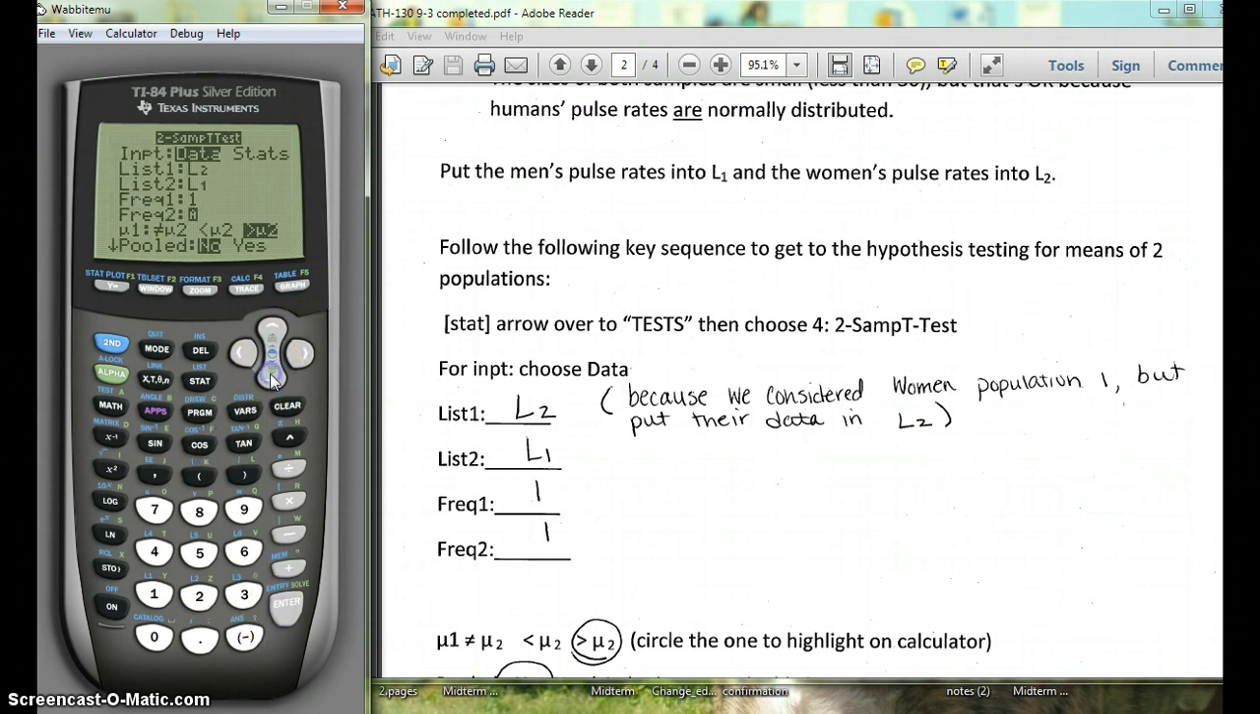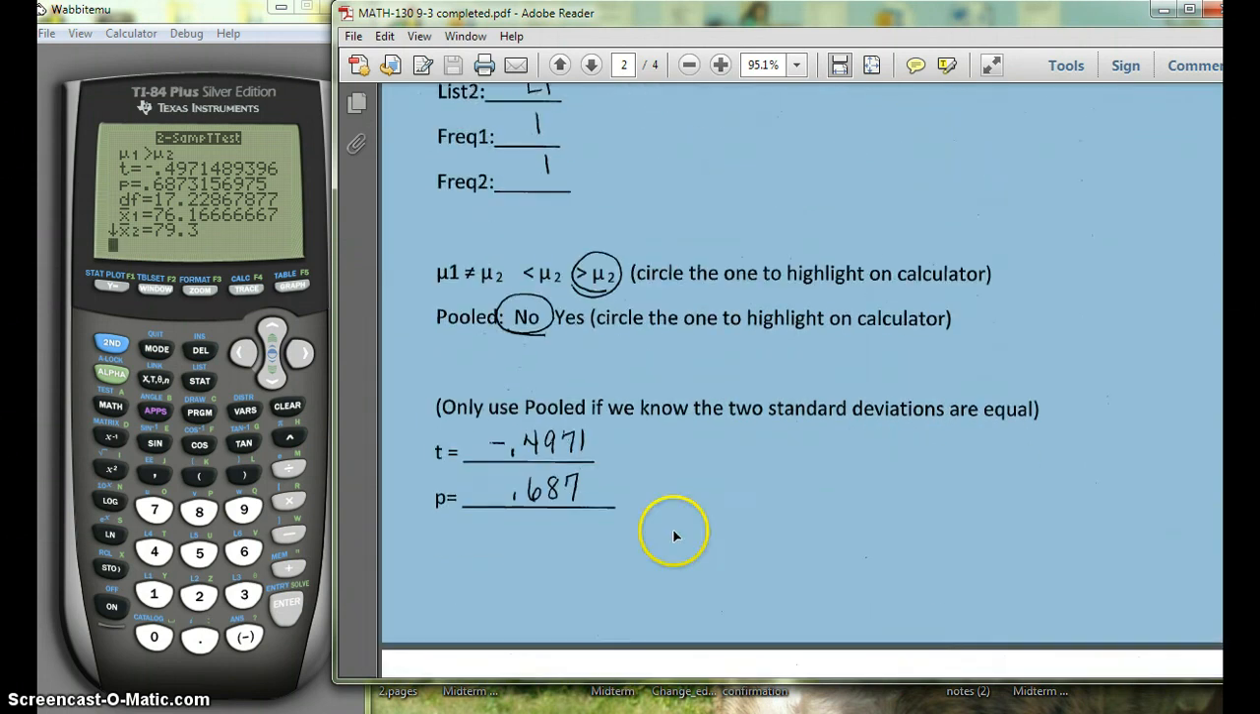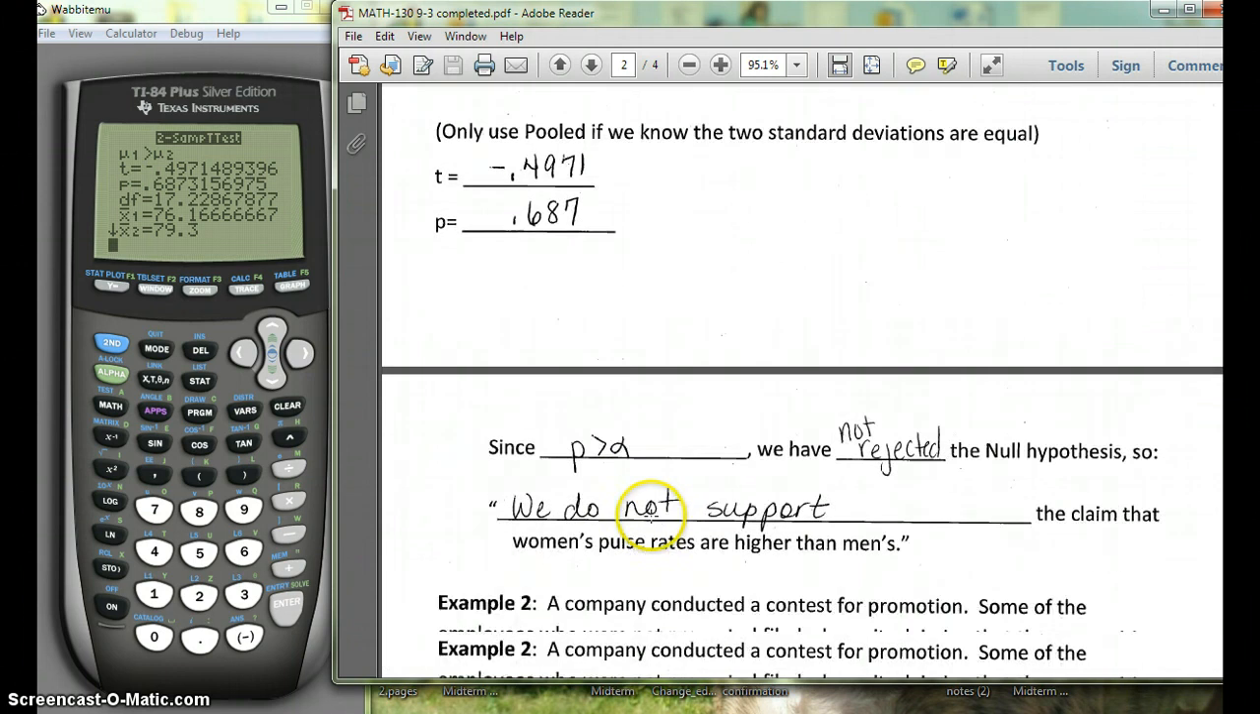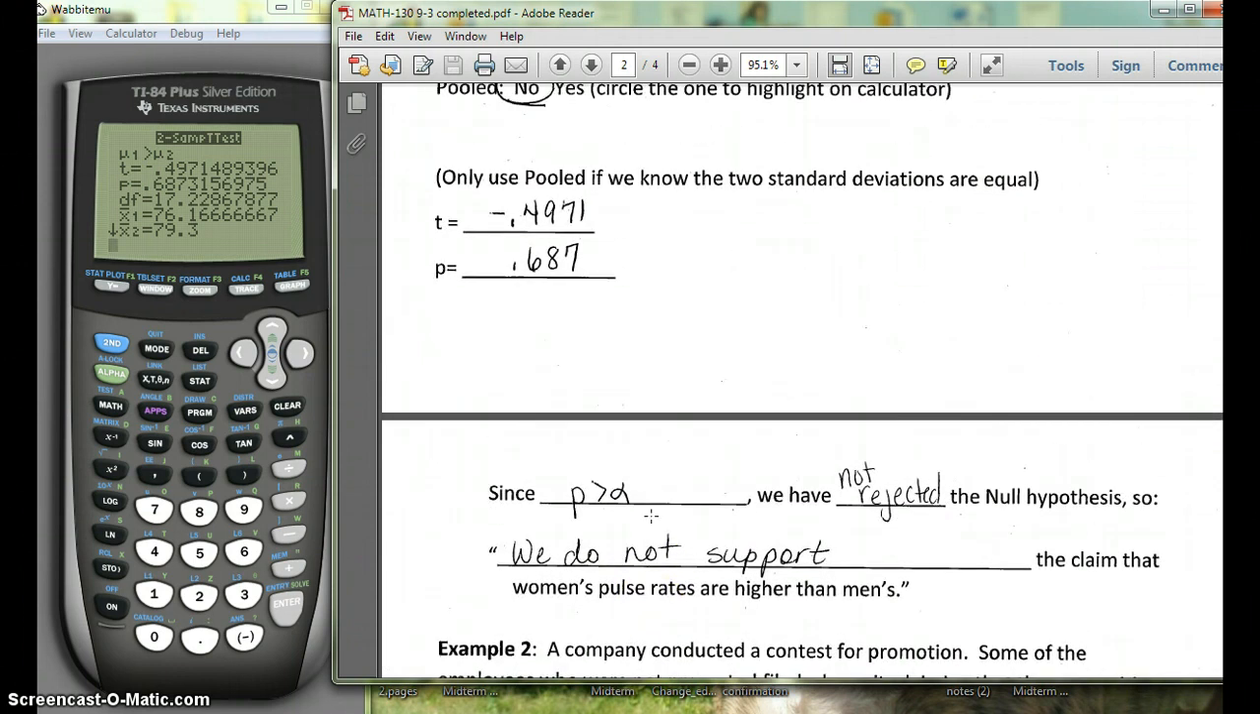Okay, now frequency for 1 and 2, you're just going to leave those both 1. And then here, our original statement was that mu1 was greater than mu2, so this is already on this one. We're always going to leave the pooled on no, and then we're going to hit calculate. Okay, so here we get our t-value, which we don't need to make any decisions, but we also get our p-value. Remember our alpha was 0.01, so since p is much bigger than 0.01, we do not reject the null hypothesis. Now, since our original claim was the alternate hypothesis, we do not support the claim that women's pulse rates are significantly higher than men's.